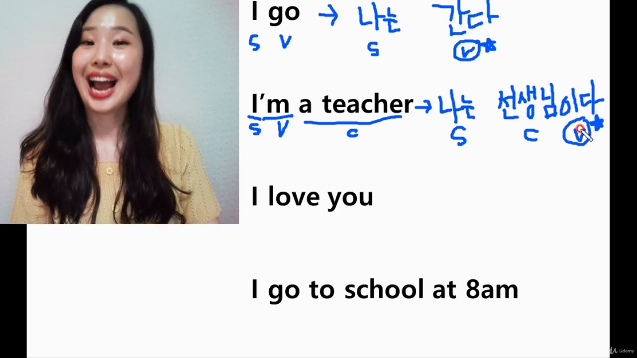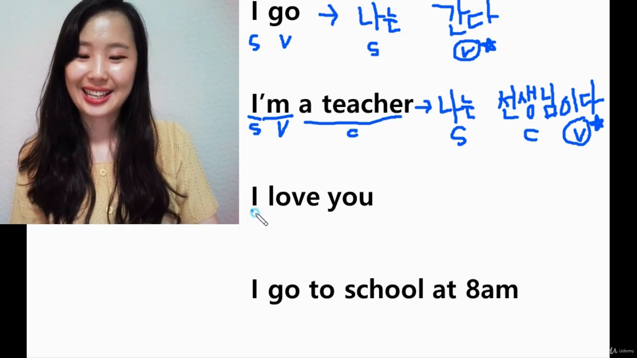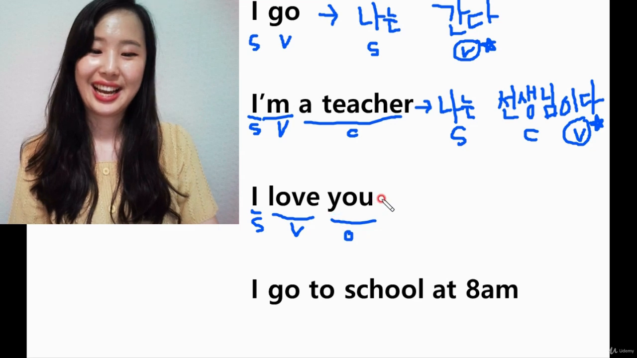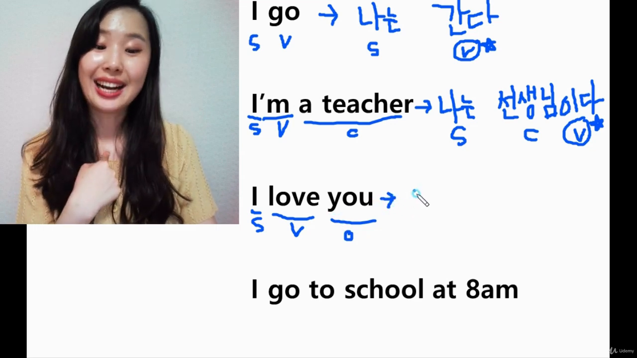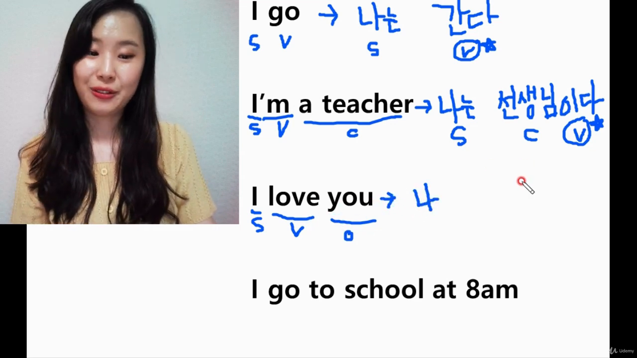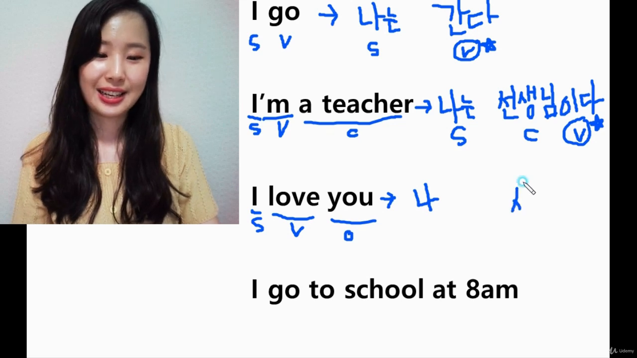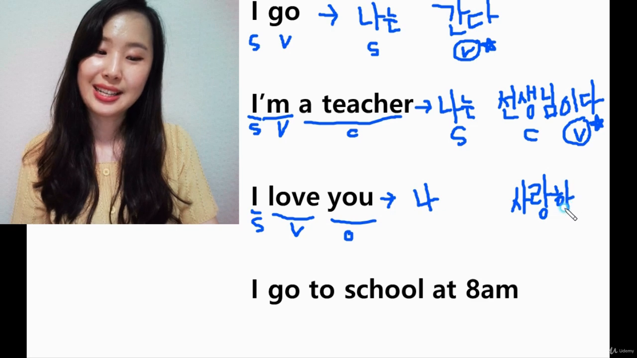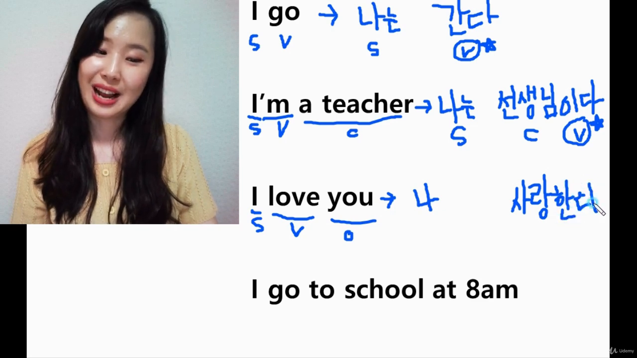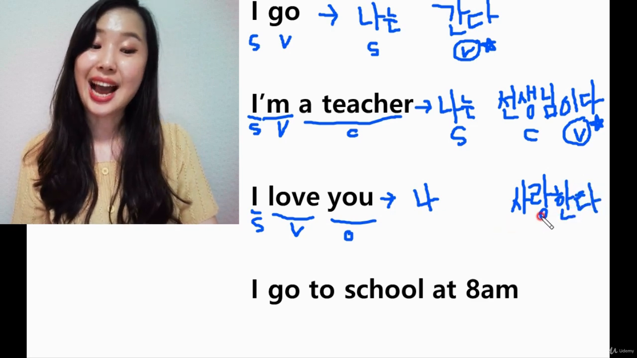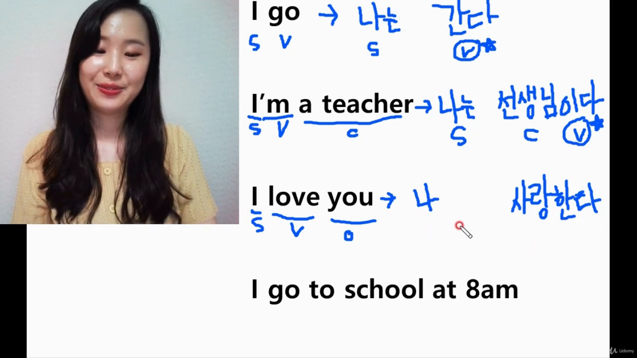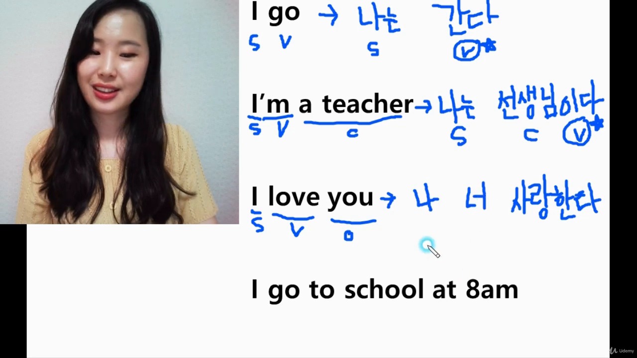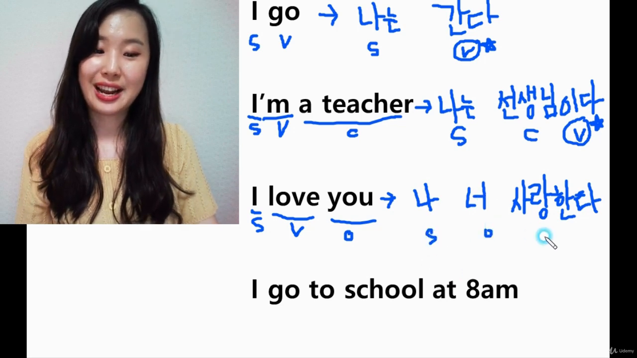And the third one, I love you. And I is subject, and love is verb, and you is object. And let's check. 나, yes. And I told you the verb goes to the end. Love is 사랑한다. Maybe you've heard 사랑해 before. And 사랑한다 is the verb. And you is 너. So I, subject, object, and verb.